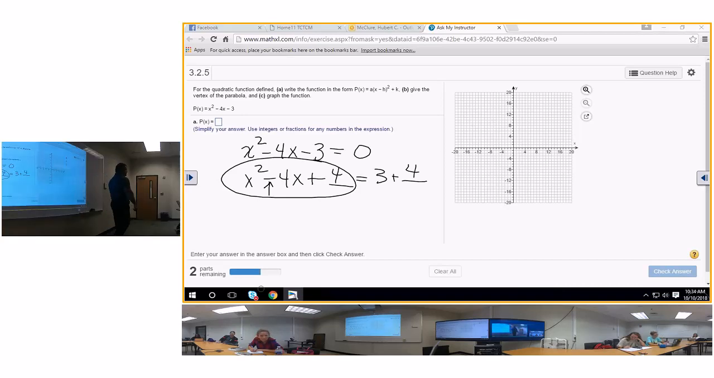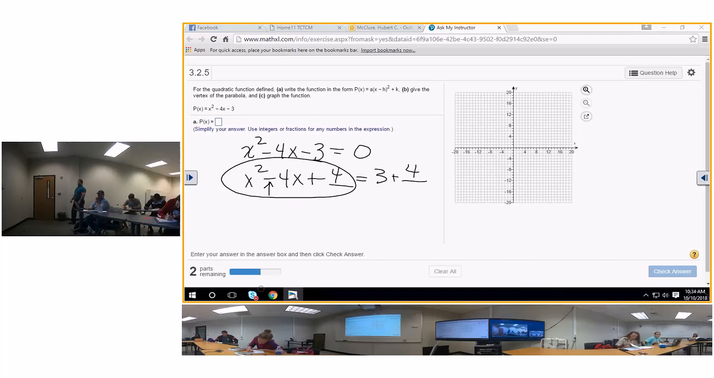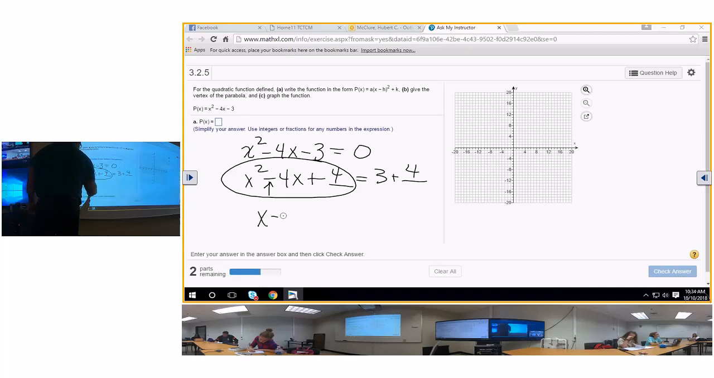Shortcut number 2 gives you x minus what? X minus 2 quantity squared. And then with that information, you should be able to graph it, or the vertex. So x minus 2 quantity squared is equal to what? 7. And what's your vertex? Vertex is 2, comma, negative 7.